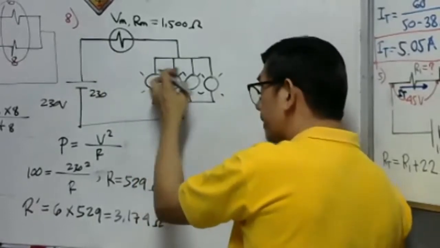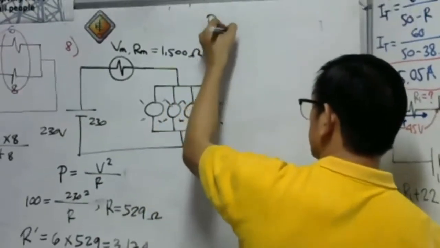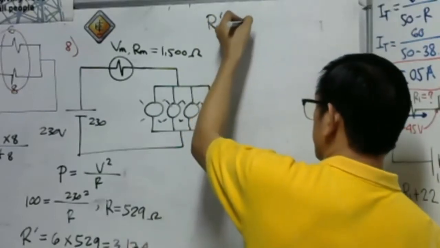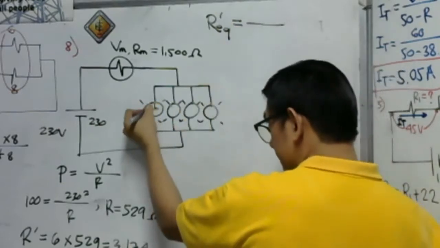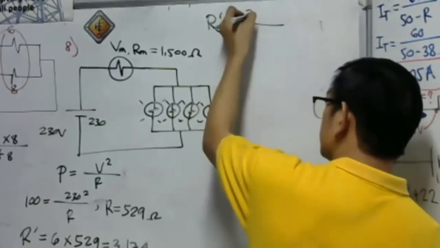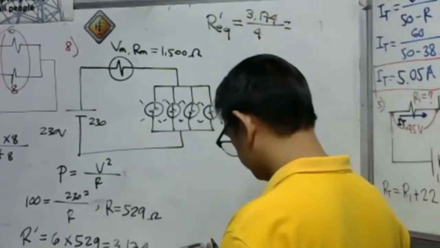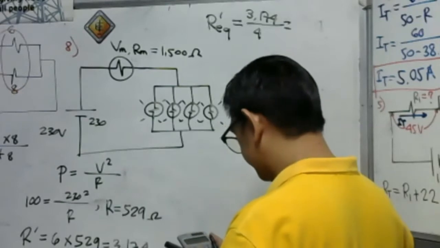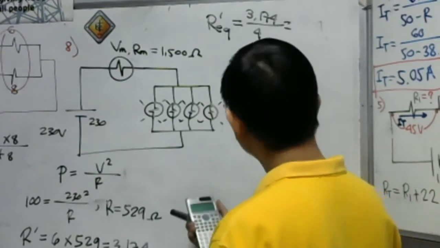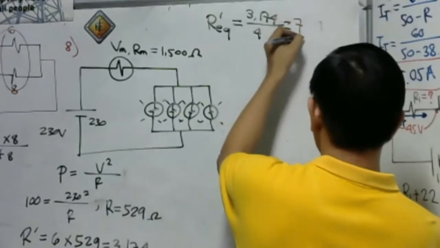Then, if we are to find the equivalent resistance, let's say this is our R equivalent prime, we have to divide this by 4, just like we discussed before. The lamps are identical, they have the same resistances, right? So the 3174, let us divide it by 4. The answer will be 793.